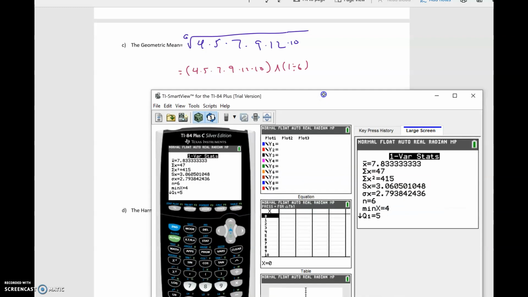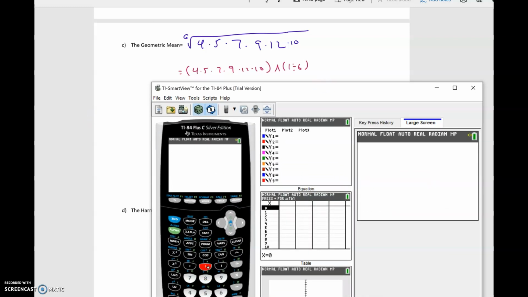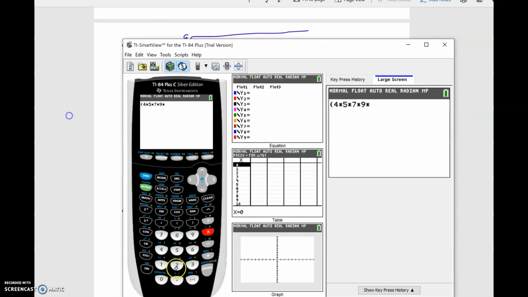So we're going to actually put parentheses, and then you're going to say 4 times 5 times 7 times 9 times 12 times 10, and then technically raised to the 1 divided by 6. Please evaluate that and see if you're matching. You have to be very careful. Make sure that the exponent is evaluated properly.